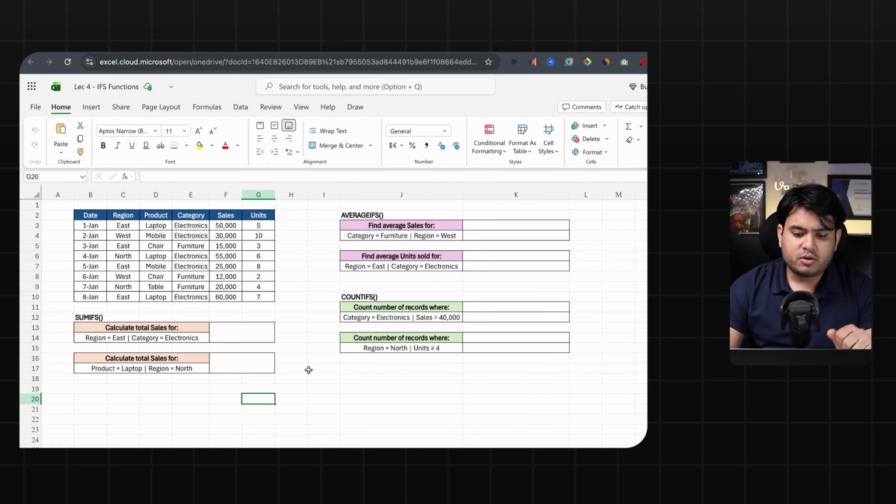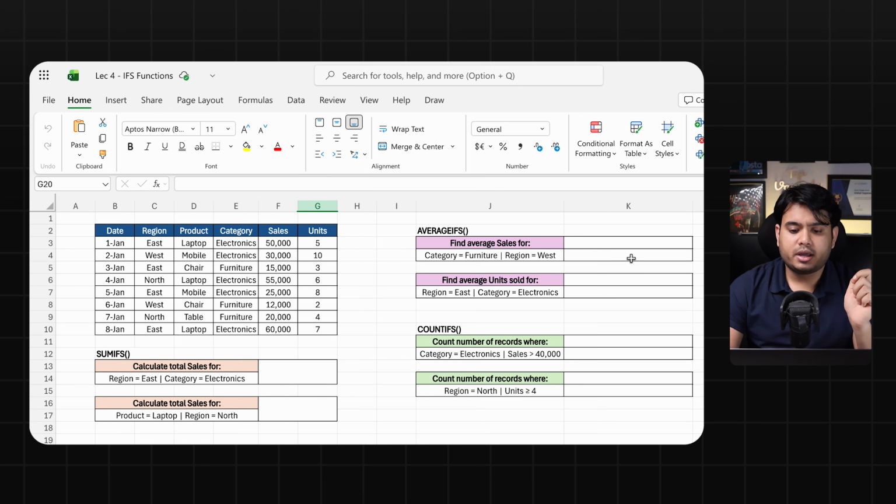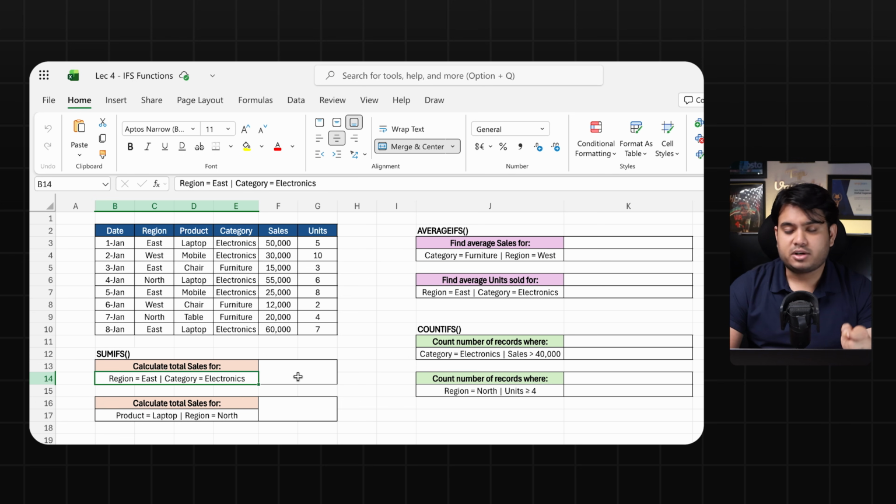Now we have some data over here and we are going to solve it. How can we solve it? First of all, we are going to solve SUMIFS, so here we are going to write the formula. They're asking to calculate total sales where the region should be East and the category should be Electronics. So I'm writing the formula here.